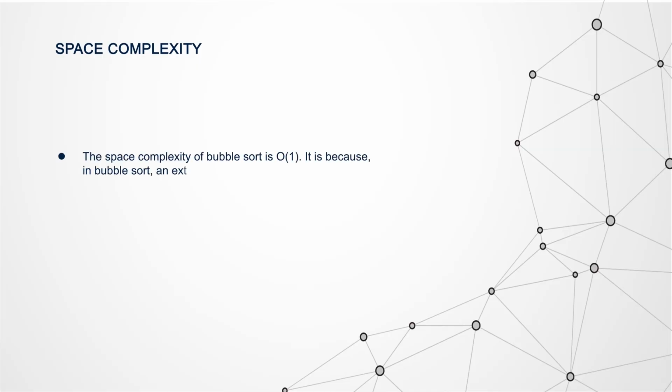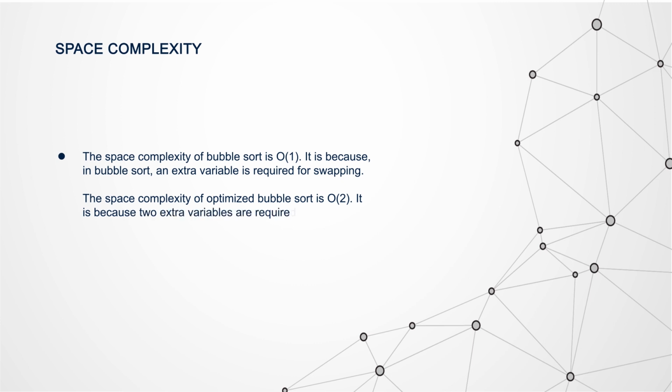It is because in bubble sort an extra variable is required for swapping, that is a third variable. The space complexity of optimized bubble sort is order of 2. It is because 2 extra variables are required in optimized bubble sort.